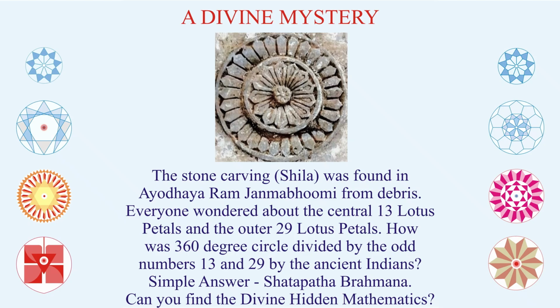And I'm surprised that not even one person knows about it. The simple answer is Shatapatha Brahmana, written by Maharishi Yajnavalkya 5000 years ago, which described how to use the thread and rope method to convert anything into a symbolic representation.